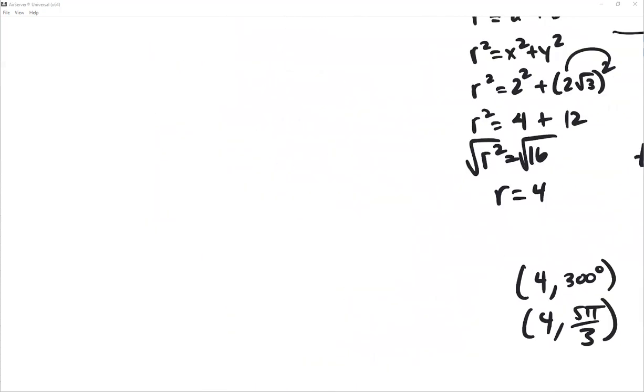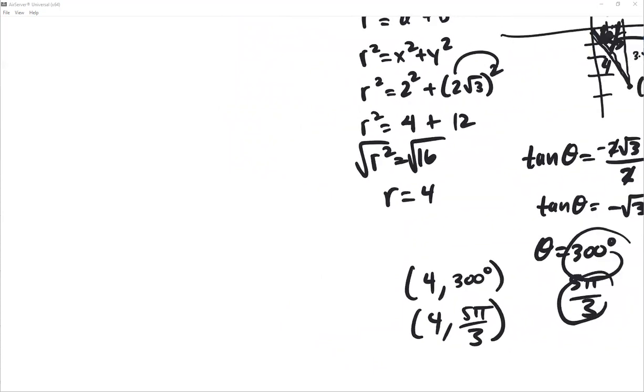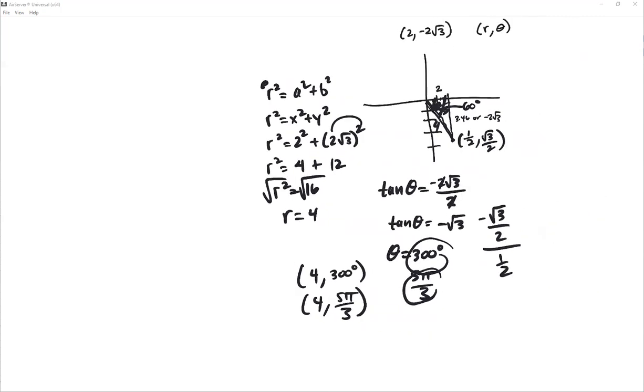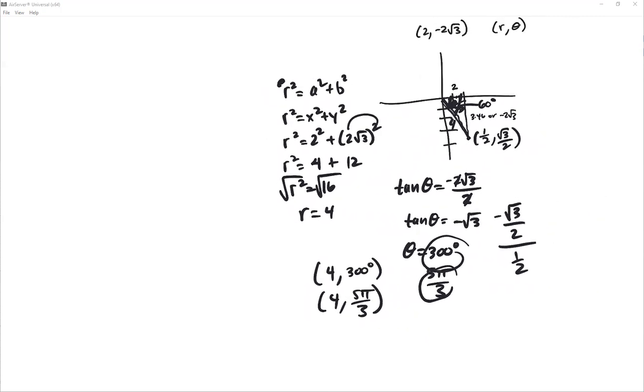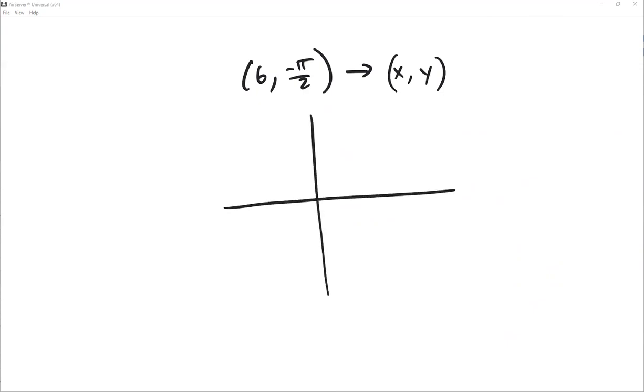All right, let's do letter B. Number 6. Oh, you don't write down? No, it's good. Remember. All right. It's 6 comma negative pi over 2. And what you're doing is you're converting it to x and y. So remember, this is already in polar.